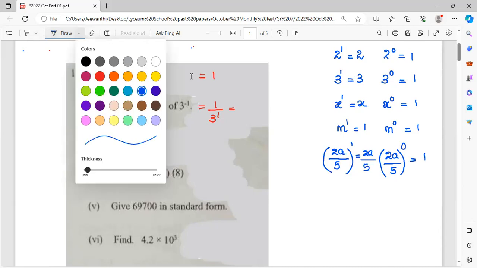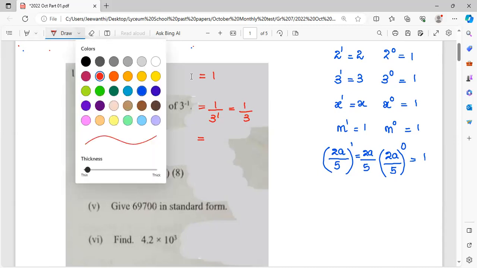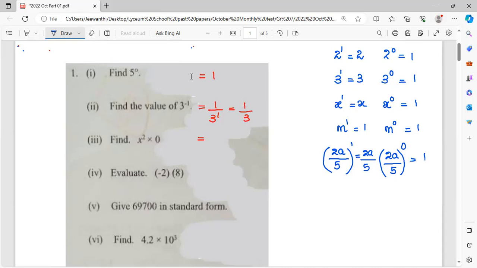Now here they have given 3 to the power 1. Therefore, I write 1 over 3. Then the next concept they are checking, x to the power 2, you multiply by 0. Children, can you remember? This is something which you learned in the primary grades, right?